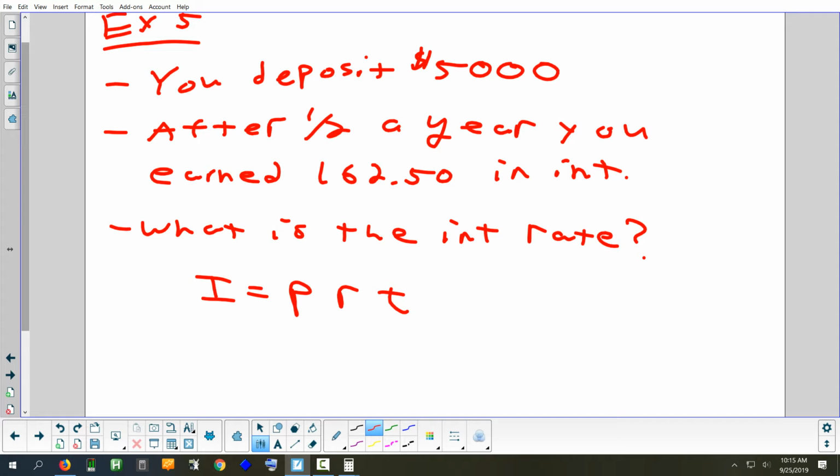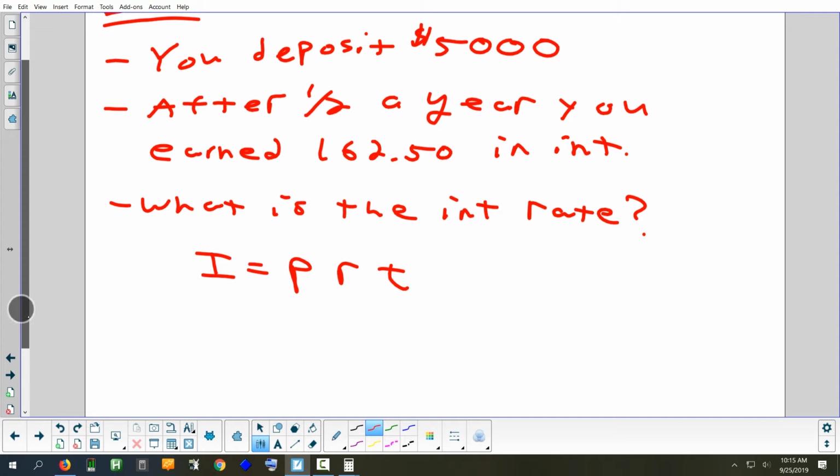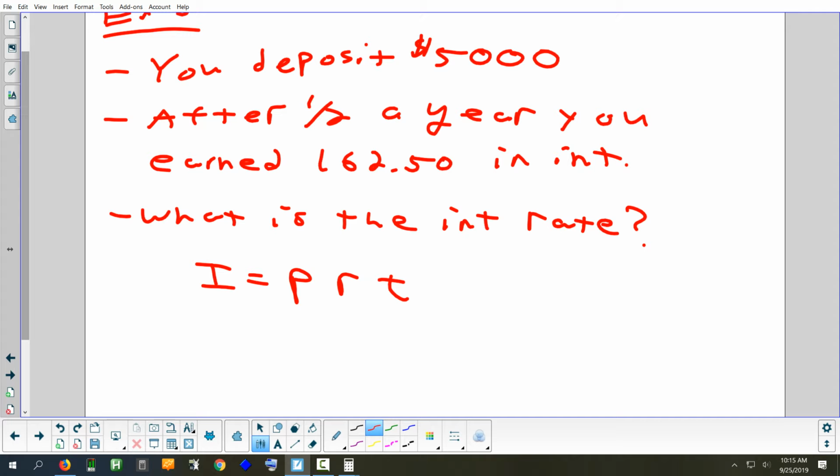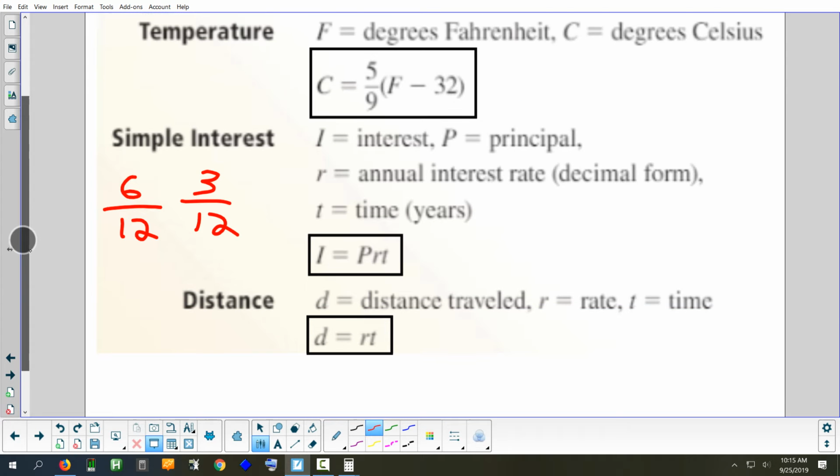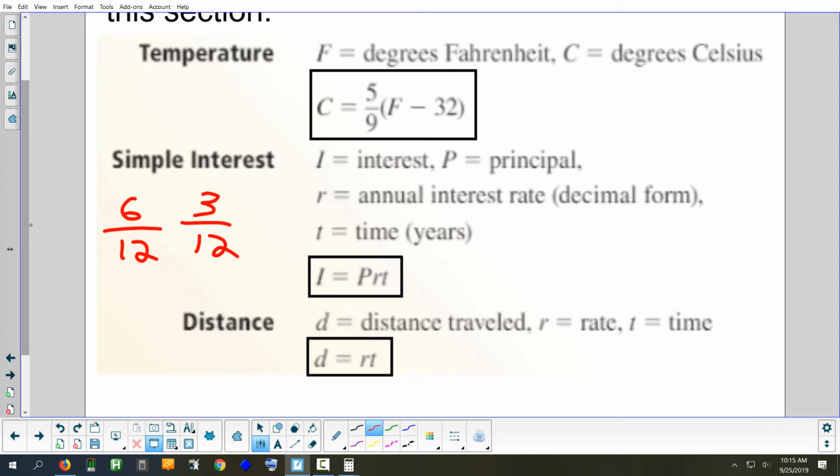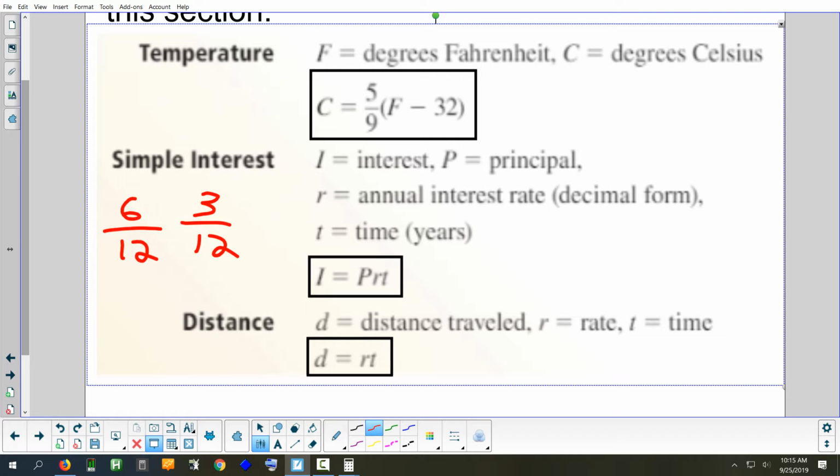Now, we're going to fill in whatever letters we can. All right? Let's start with I. Did they give us a number for I in the problem? No. Well, let's go through each number. This $5,000, okay? So, I, P, R, and T. Does anyone have a question what any of those words mean? Interest, principal, rate, and time.